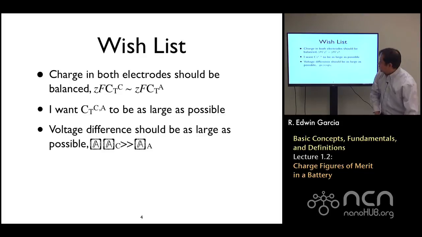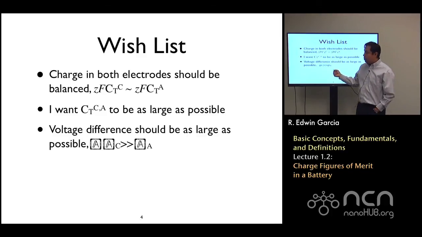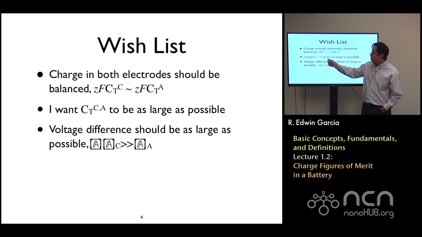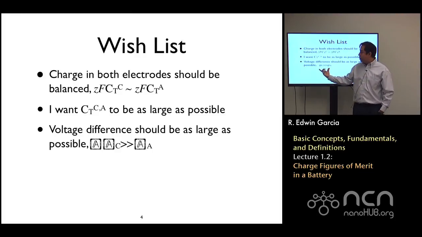As we were also discussing last time, there is a voltage difference. We want the voltage difference between the anode and the cathode to be as large as possible. Ideally, we want the anode potential to be as negative as possible with respect to the reference, and the voltage of the cathode to be as large as possible with respect to the reference, so that phi C minus phi A would effectively give us a large potential with a large charge. And we want both of them to be true, right? We want large voltage and large charge overall.